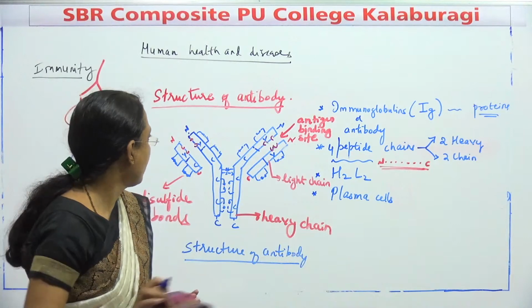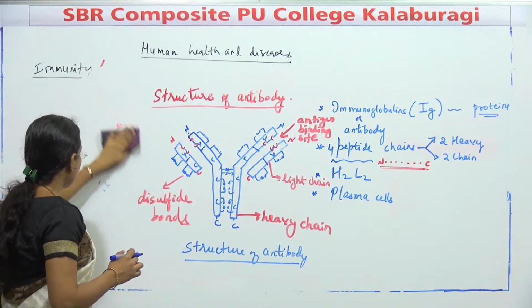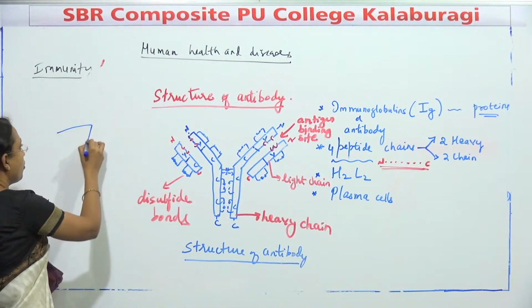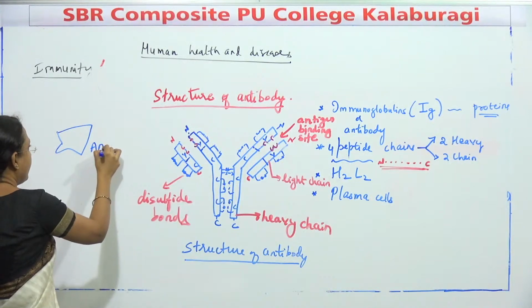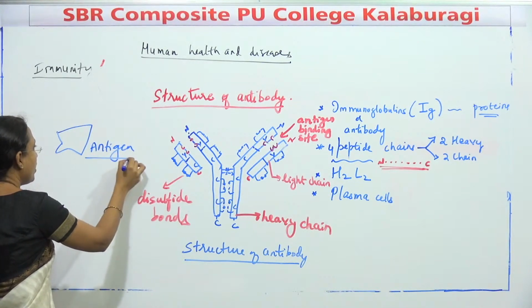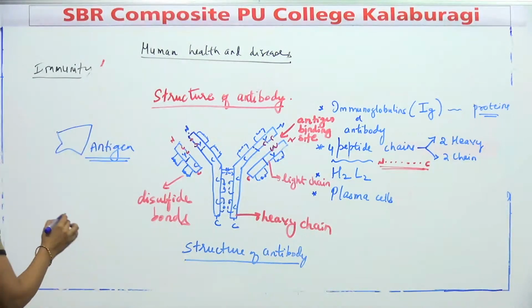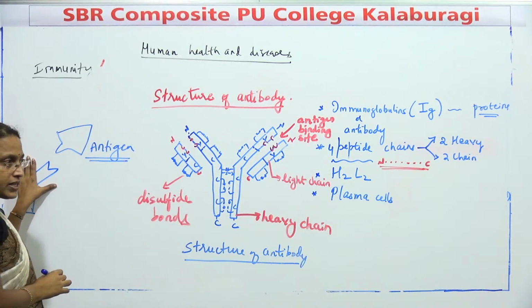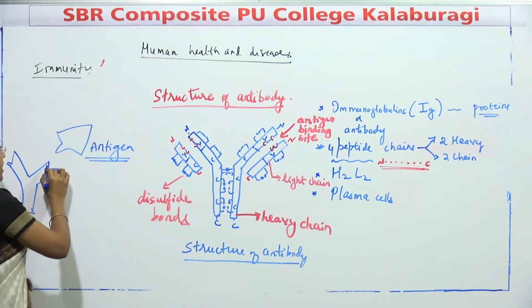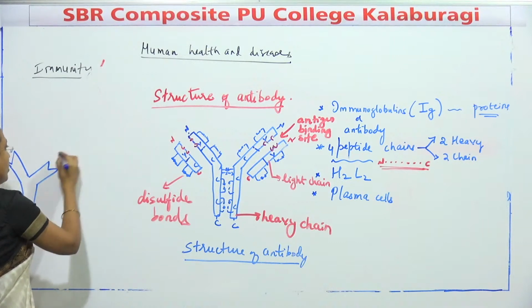Now, taking one example, suppose a given antigen is there and it is modified like this. This is an antigen that is present on the surface of a pathogen. It can take different shapes. Now the antibody that binds to it is in this way. This is the schematic way I am writing here. Now this antigen will go and bind to the antibody like this.